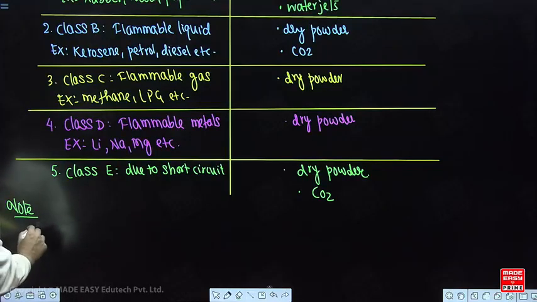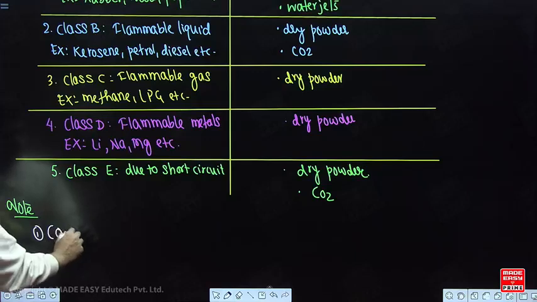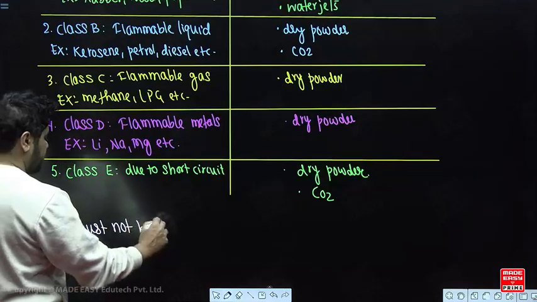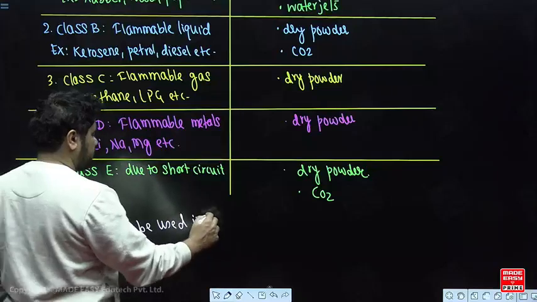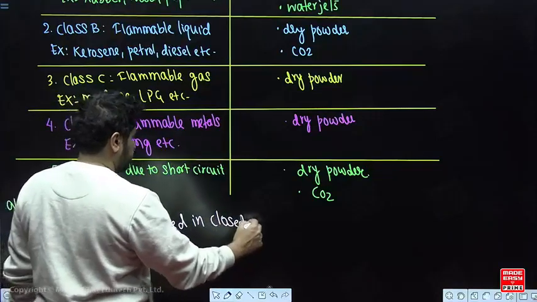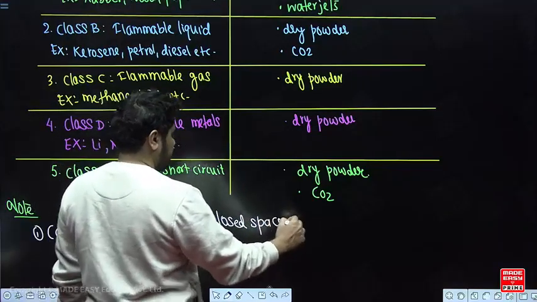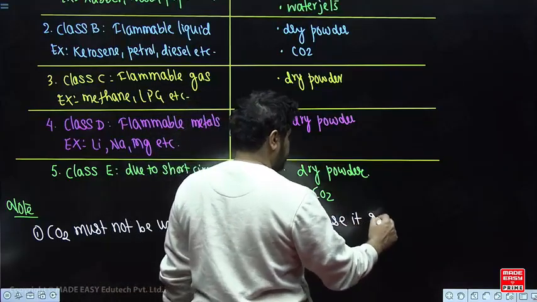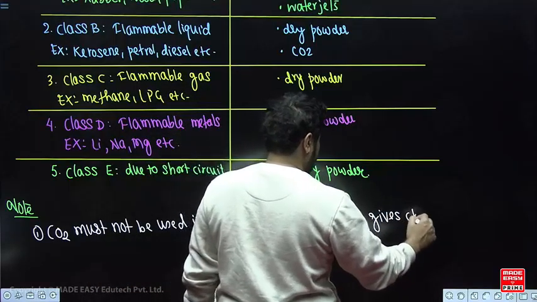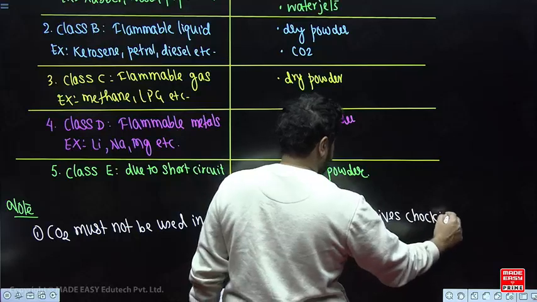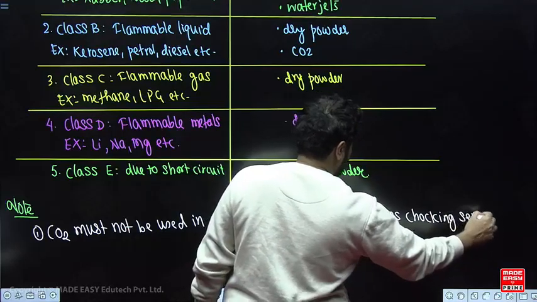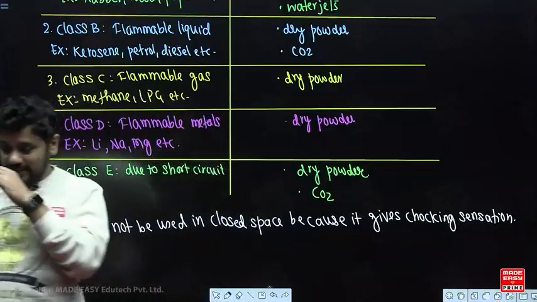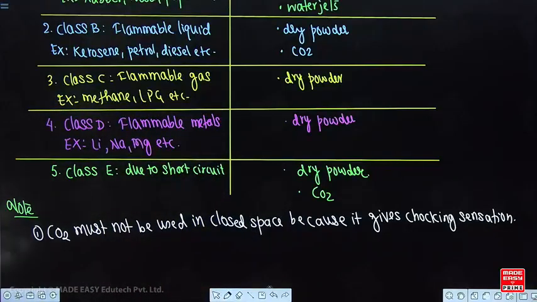ठीक है. नोट नंबर 1, CO2 must not be used in closed space because it gives choking sensation. तो बंद कमरे में CO2 गैस का इस्तेमाल हम नहीं करते हैं, है ना, क्योंकि CO2 से क्या होता है, चोकिंग होने लगता है.